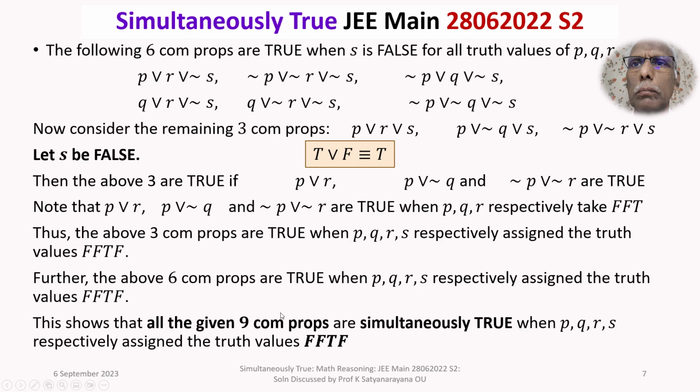So we wanted to find the maximum number of these compound propositions out of the 9 which are simultaneously true for an assigned set of truth values of P, Q, R, S, and the answer is 9. The number of such compound propositions out of those 9 is all 9. So the answer to this question is 9.